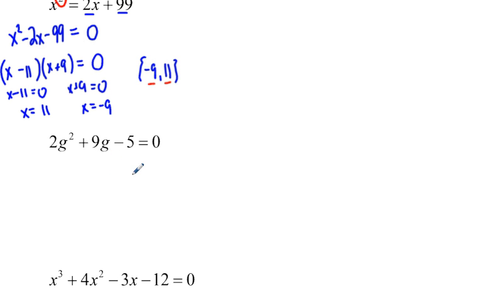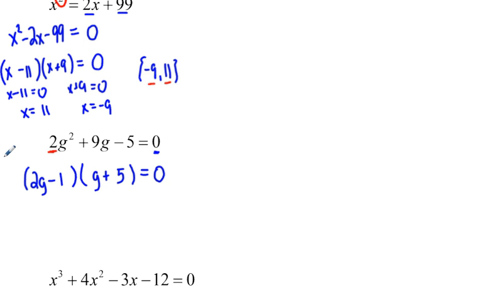2g squared plus 9g minus 5 equals 0. Notice that this problem is already set equal to 0 for us, so now we can get into our factoring. This problem does not have a greatest common factor, so we're going to be factoring as the product of two binomials when we have a coefficient in front of our leading term. This problem is going to factor into 2g minus 1 times g plus 5.